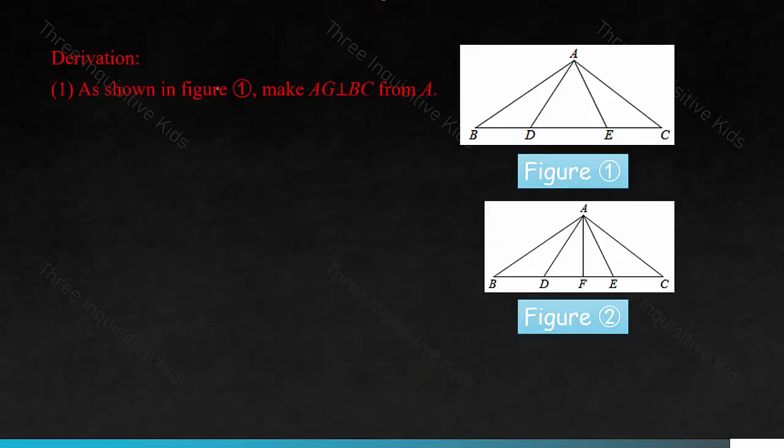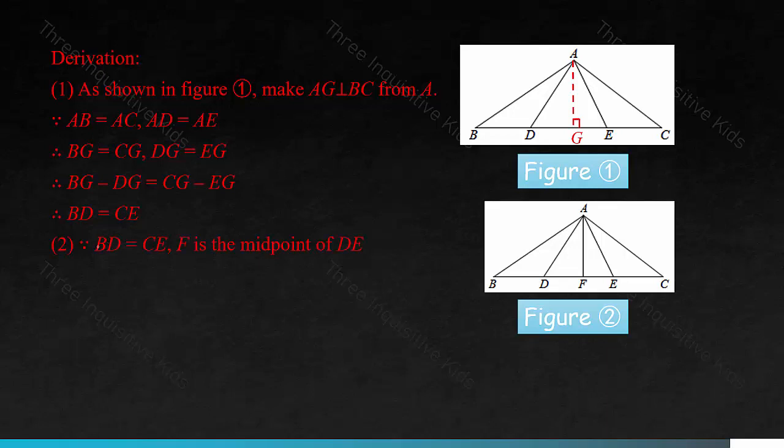So as shown in figure 1, we can make AG perpendicular to BC from A. So we are making an auxiliary line. It's a helpful tool in math. It's like a guideline. Because AB equals AC, AD equals AE, BG equals CG, DG equals EG. BG minus DG equals CG minus EG, which means that BD equals CE.